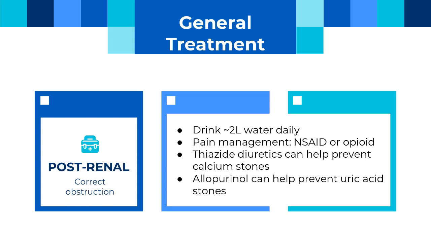For those cases of post-renal AKI, specifically something related to an obstruction, we want to remind the patient to drink 2 liters a day at least of water to be well hydrated. If it's a kidney stone, we can manage the pain with NSAIDs or opioids. Thiazide diuretics can be used prophylactically for preventing calcium kidney stones, and if the kidney stones tend to be related to uric acid buildup, we can use allopurinol as a prophylactic.